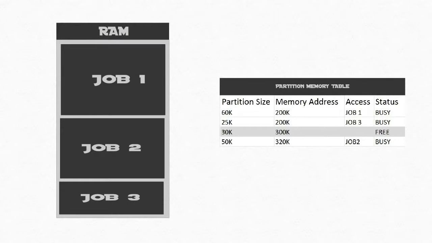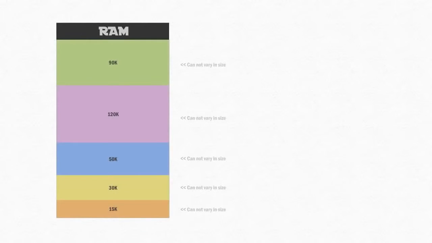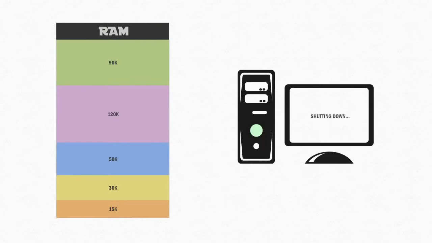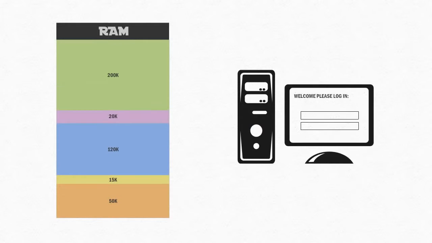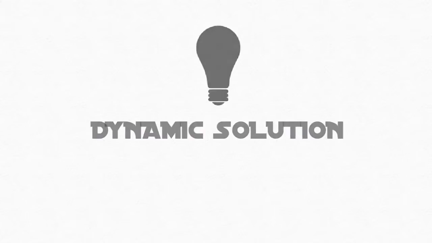All of the partitions were stored in a partition memory table to keep track of partition usage. The sizes of these partitions were static, meaning they could not be changed, unless the system was rebooted. So you could see how this would be a problem. A dynamic solution was necessary to avoid having to reboot the computer every time you wanted to process a job.